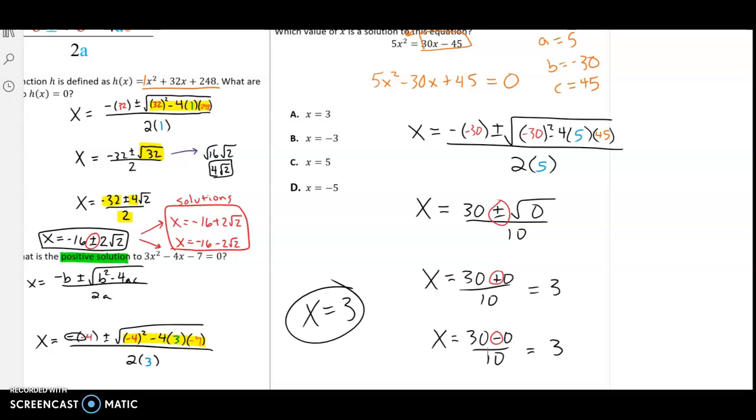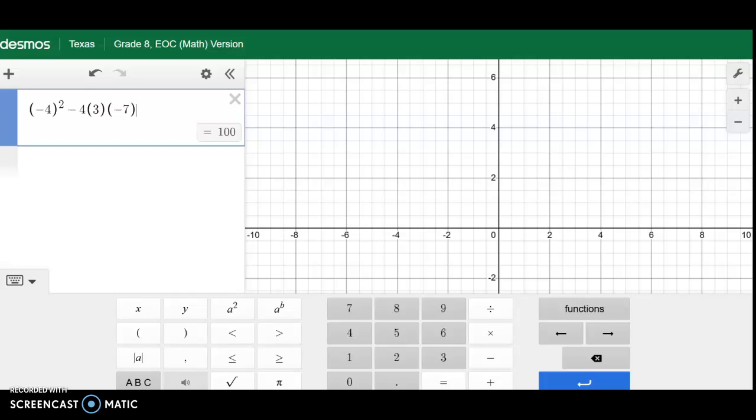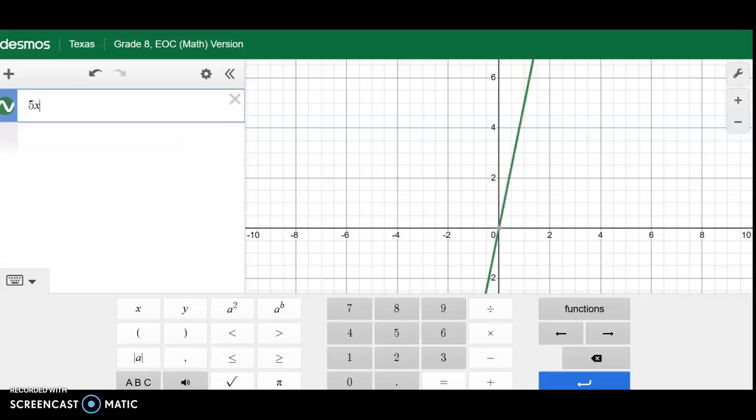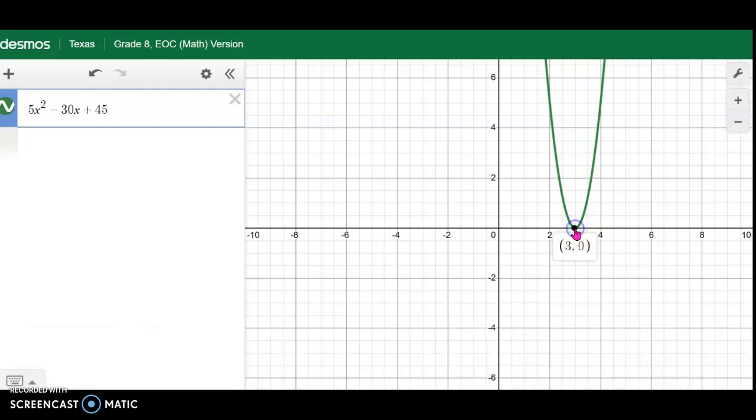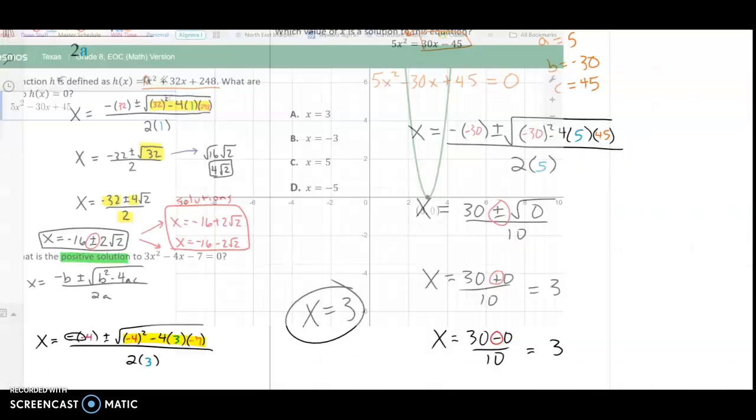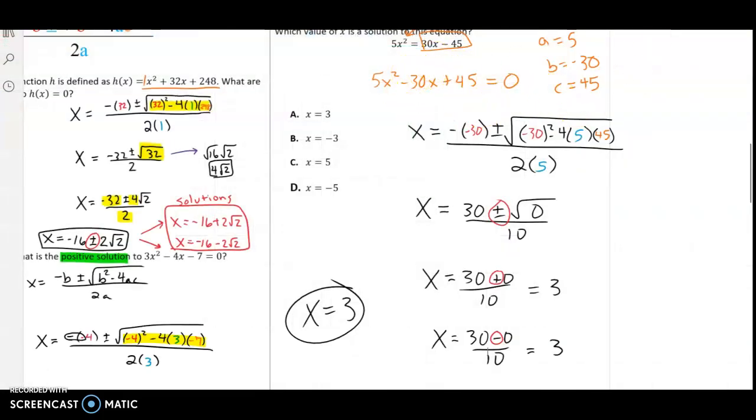Now, if I was doing this on the STAR test, I would graph it on Desmos, okay? So I would type it in right here, 5x squared minus 30x plus 45. And then I would go over here and I would see, voila, there is my solution. It touches the x-axis exactly at 3. But you still have to move everything to the left side first. You still need it to look like this before you can type it into Desmos. Keep that in mind, okay, guys?